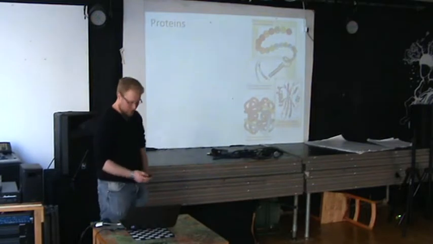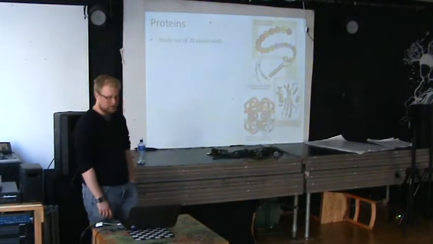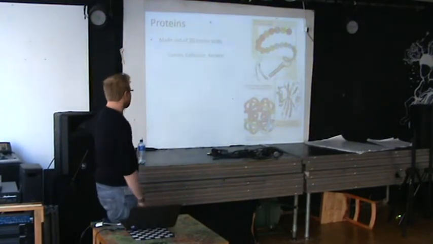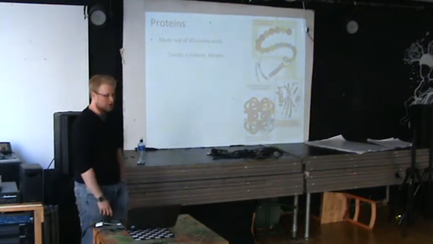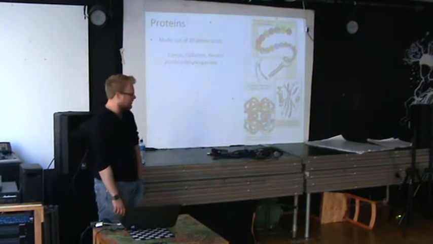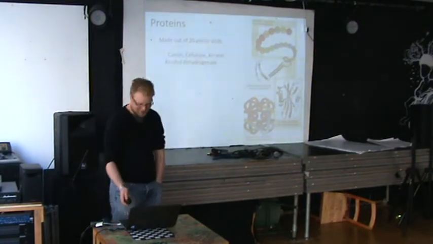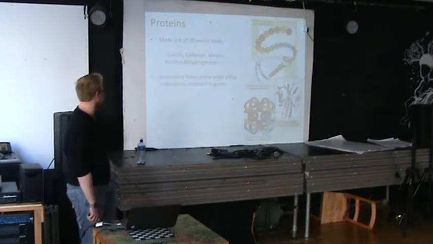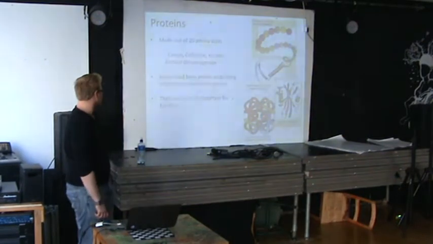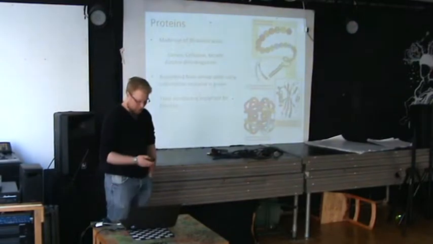And proteins obviously are made up of 20 amino acids. The ones you probably know are like casein and lactose in milk, or cellulose in plants, keratin in your hair and nails, alcohol dehydrogenase, extremely important. These are assembled from amino acids using information encoded in our genes, and obviously their structure is important for their function.